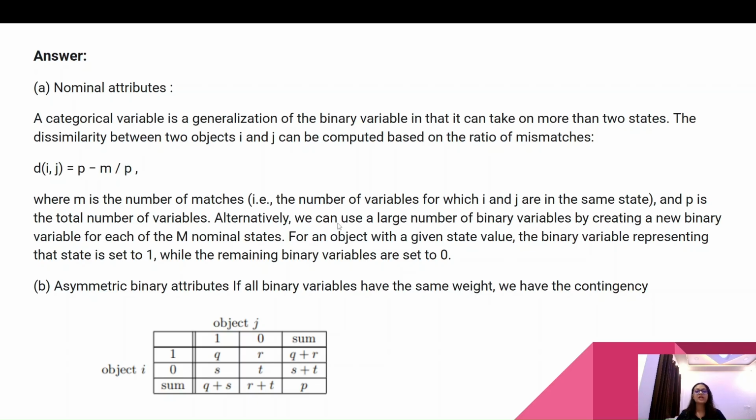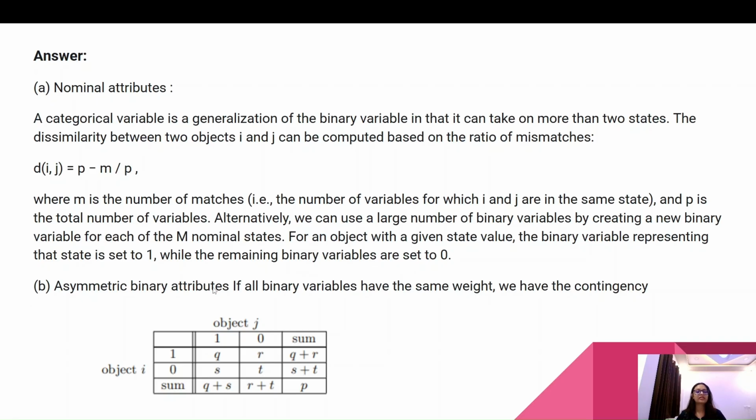Alternately, we can use a large number of binary variables by creating a new binary variable for each of the M nominal states. For an object with a given state value, the binary variable representing the state is set to 1, while the remaining binary variables are set to 0.